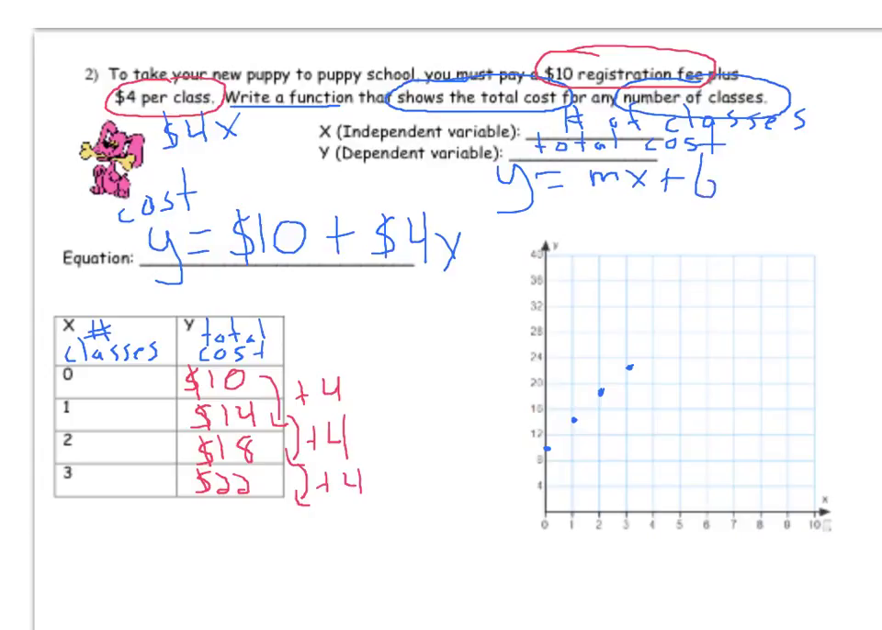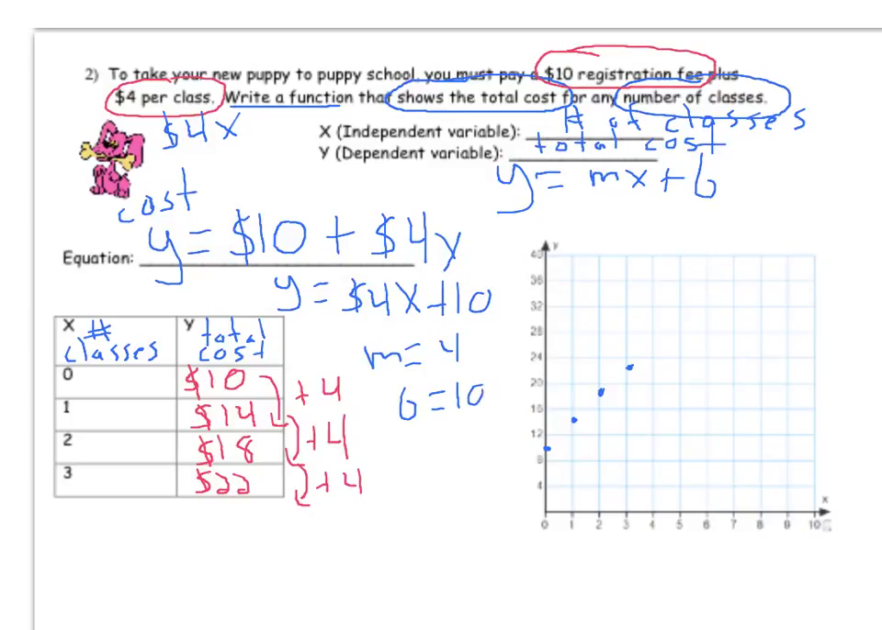It's just written a little out of order. If you want, you can even rewrite your equation. It's y equals 4x plus 10. We'll notice that our slope is 4. We'll notice that our y-intercept is 10.